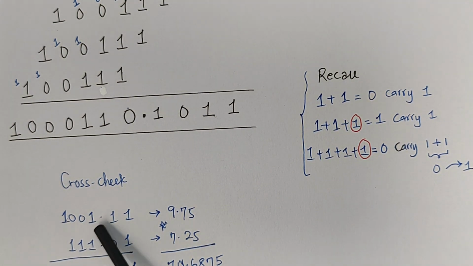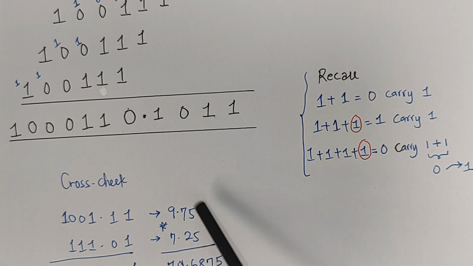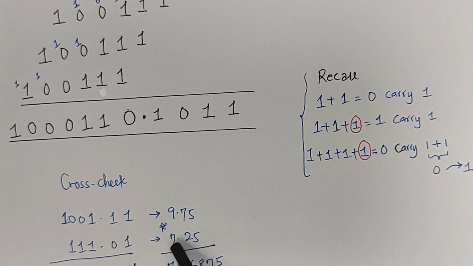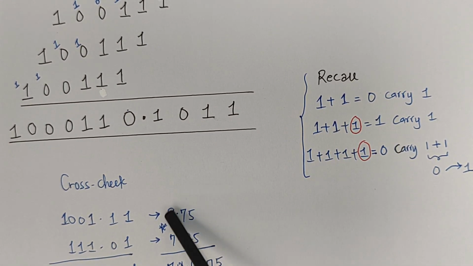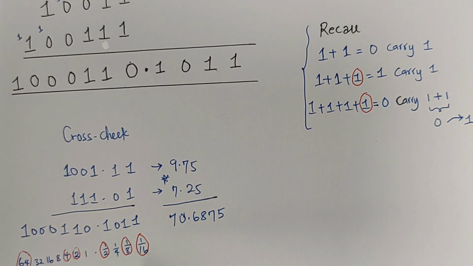So 1001.11, when we convert it to base 10, we are going to have 9.75, whereas the other one we are going to have 7.25. Now if you punch your calculator, you're going to have 70.6875. Now let's check also from here.